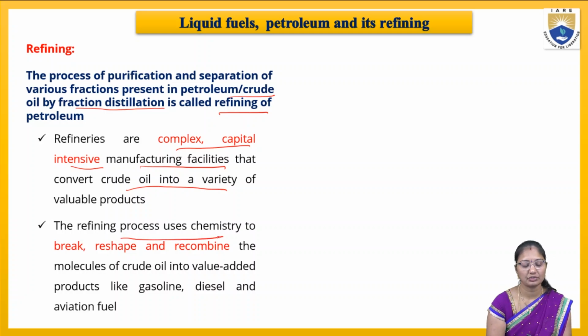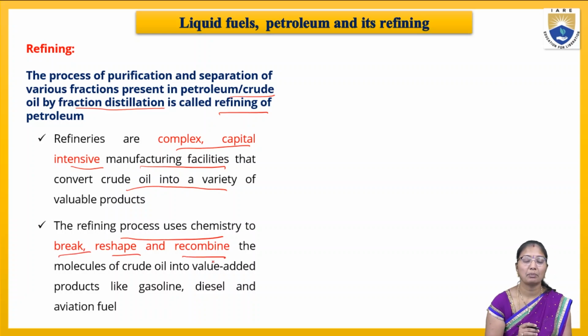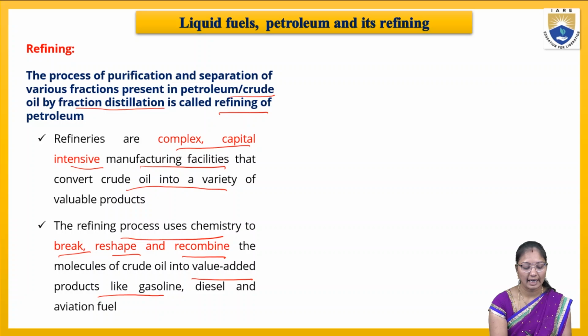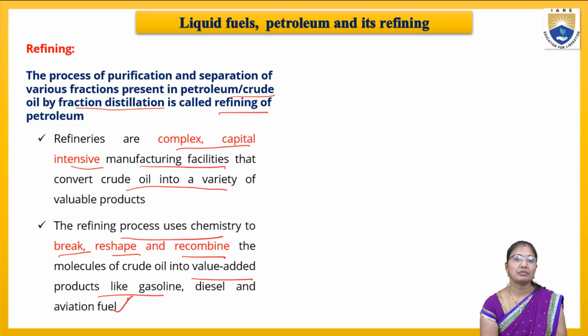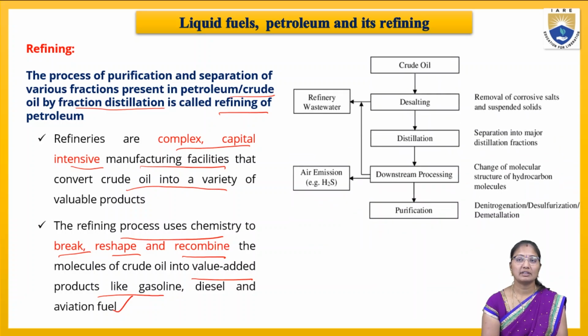The refining process uses chemistry to break, reshape and recombine the molecules of crude oil into value-added products like gasoline, diesel and aviation fuel. Aviation fuel is the fuel used by air vehicles, like aeroplanes and helicopters. Like road vehicles, air vehicles need this aviation fuel. So this is the refinery.